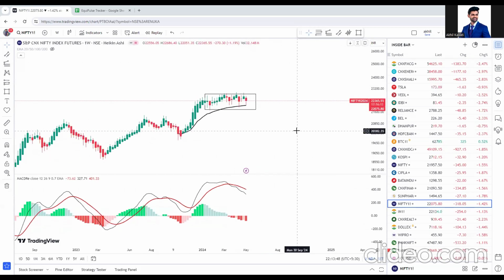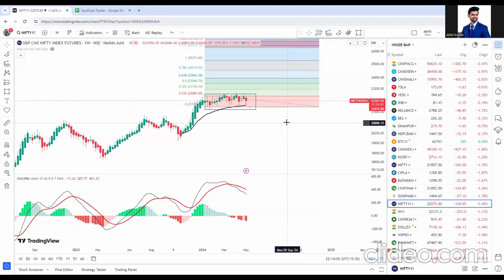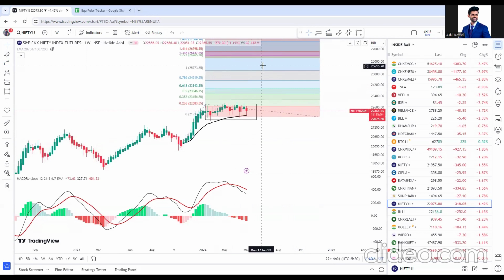And what would be the size of it? Let's do a simple measure of that, right? So your wave three was equal to wave one in most of those cases. Your wave five would also be equal or be 0.618 times your wave three, right? So if it is equal, we are talking about 25,000-ish levels, and if it is 0.618, we are talking about 23,943, right? That is what we have been writing about, that Nifty should at least hit 23,500 by June.